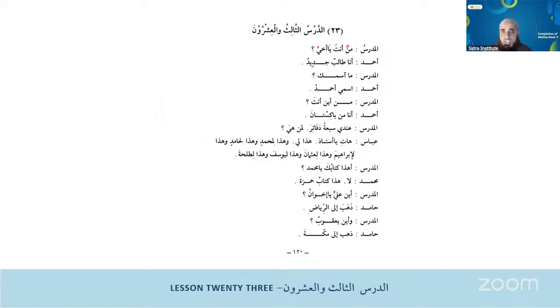Ana talibun jadidun. I am a new student. So ana will be mubtada'un. Talibun is the man'ut and jadidun is the na'at. The man'ut and na'at will group together to become the khabar of ana. And then mubtada khabar becomes jumla ismiya khabariya.